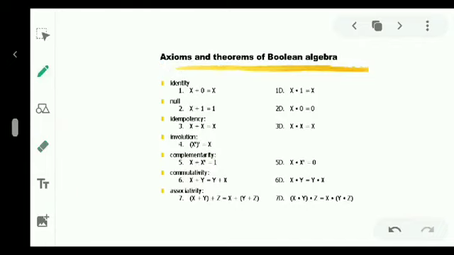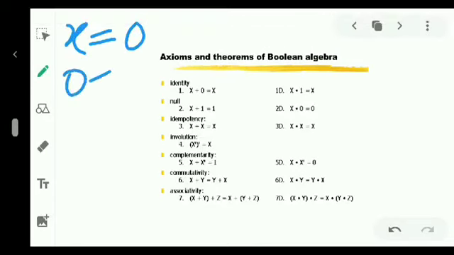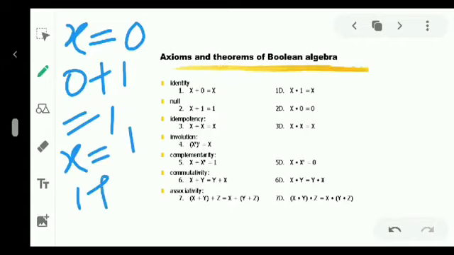Next we will prove the second rule, that is the null rule. Null rule is saying that if you add 1 with the x value, then it will return only 1 as a value. Let me check that one. The x value equals to 0. X plus 1 means 0 plus 1 is equals to 1. True. Let me check for the value 1. 1 plus 1. If you are doing the Boolean algebra addition, then its value is 1. Don't apply the binary addition concept over here. Okay, so it is proof.